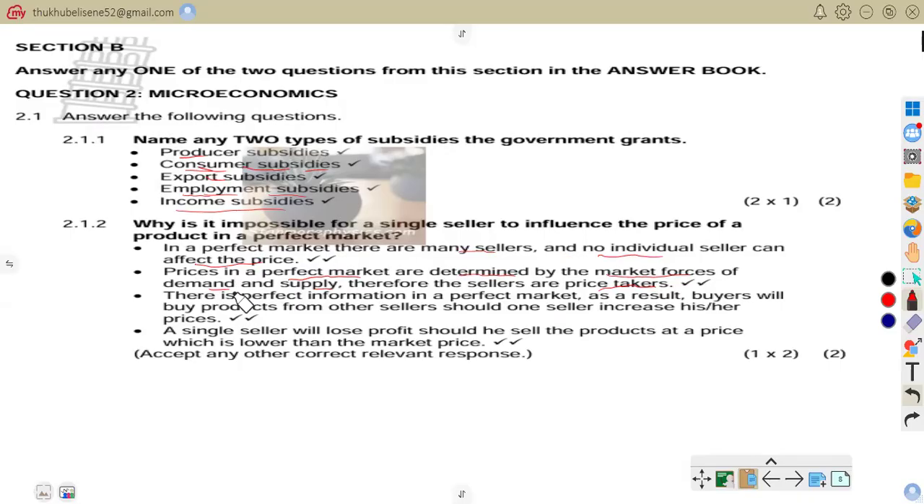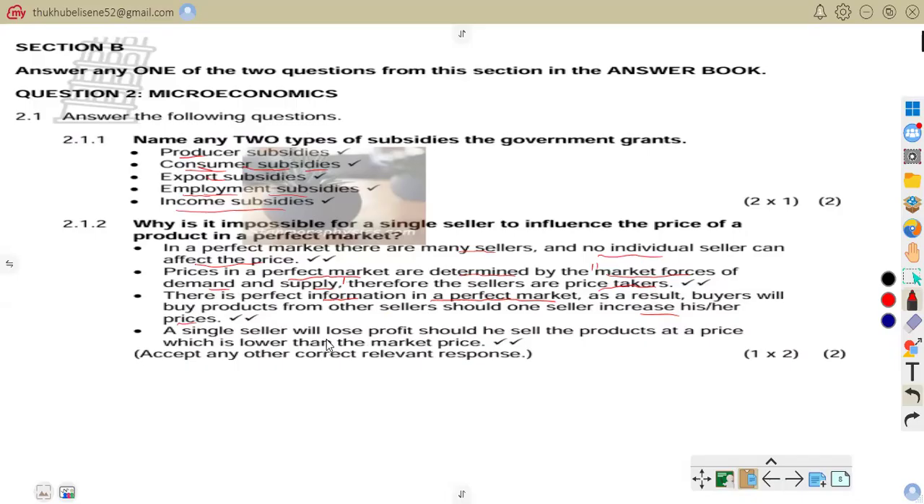When we say prices in a perfect market are determined by market forces of demand and supply, sellers are price takers. They have to take the price that is there, which is driven by market forces. And there is perfect information in the perfect market. As a result, buyers will buy from other sellers should one seller increase his or her prices, because they are informed about the price of the product. Once one seller increases prices, they will shift to the rivals.